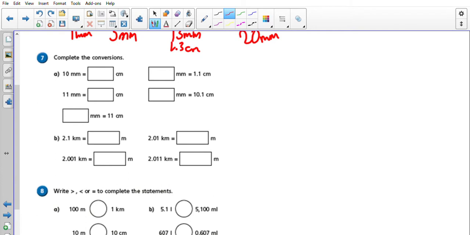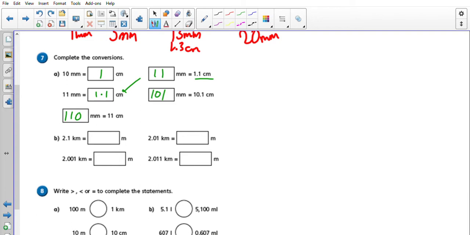Question 7, we're going to use that knowledge. We're going to convert our bits and pieces here. We're going to have 10 millimetres is 1 centimetre, 11 millimetres is 1.1 centimetres. Then I have 11 centimetres, so to get that into millimetres I'm going to need to multiply that by 10, so that becomes 110. And again here, to get from centimetres into millimetres I'm going to need to multiply by 10, so 1.1 centimetres is 11 millimetres, which we have down here. And I have 10.1 centimetres, I'm going to multiply that by 10, it's not 110, it's 101 millimetres.